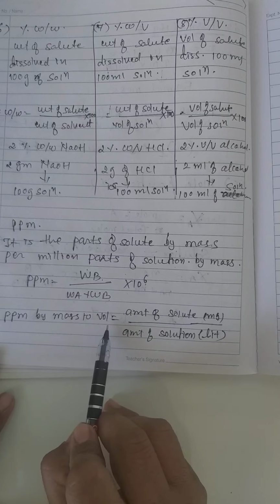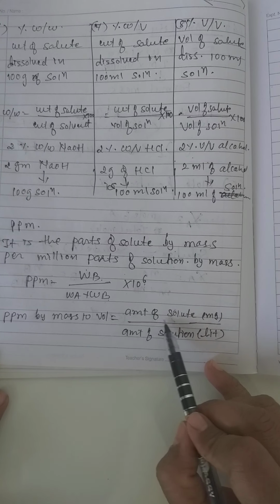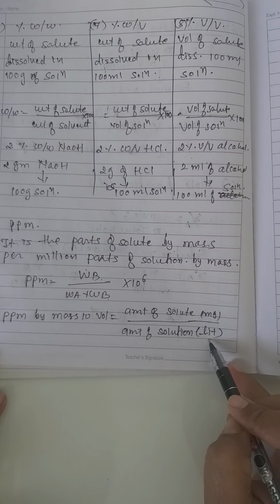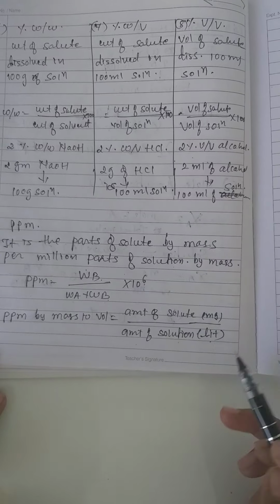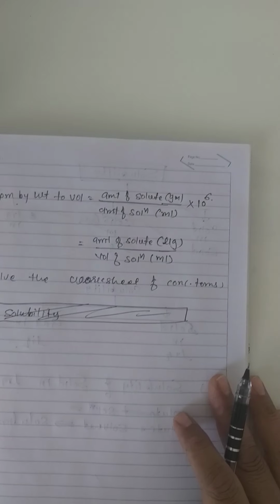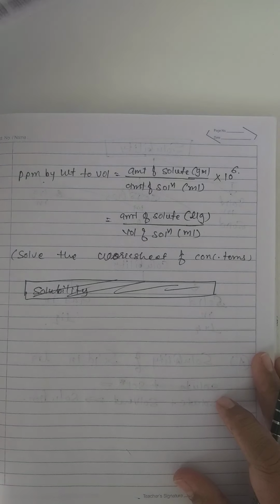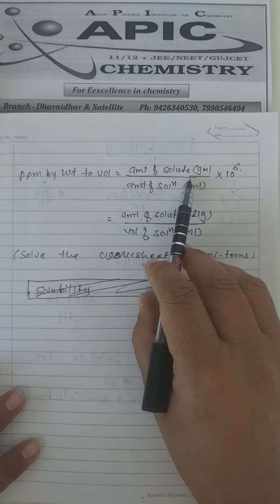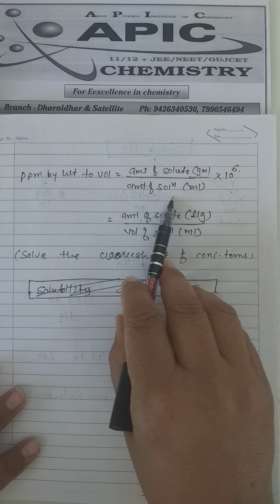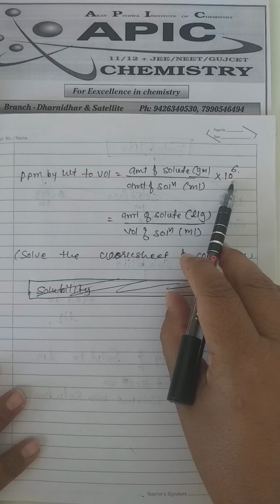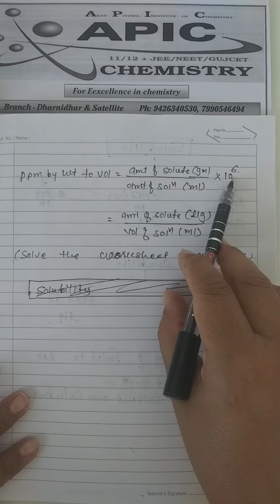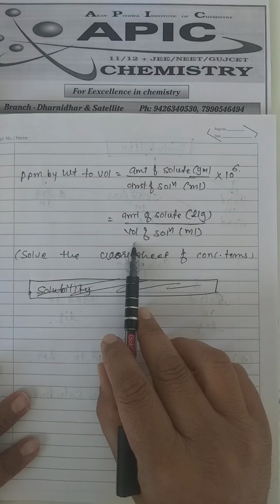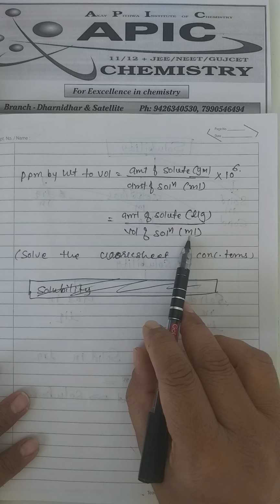Parts per million by mass to volume means the amount of solute in milligram upon the amount of solution in liter. This is parts per million by mass to volume. Now parts per million by weight to volume is the amount of solute in gram upon the amount of solution in ml into 10 power 6. Now 10 power 6 we can merge here, that gives the amount of the solute in microgram upon the volume of the solution in ml.